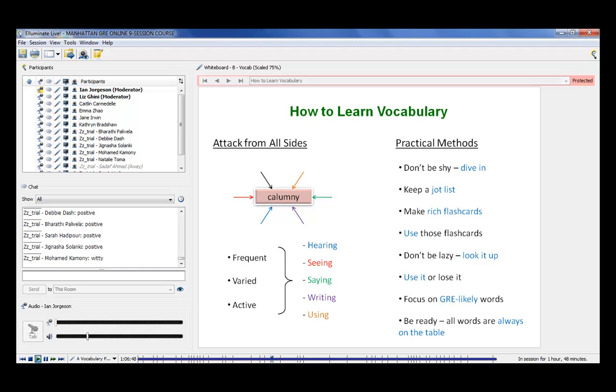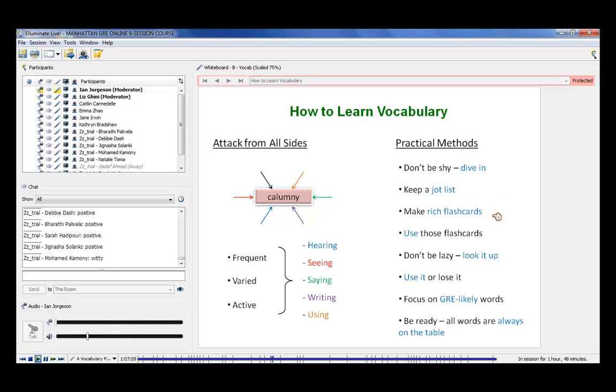A couple of practical methods. Don't be shy about these words. Don't just trust that you understand it in context. Actually jump right in and look it up, right? Look it up immediately, whether that's on your phone or, if you don't have a phone that you can look stuff up on, keep a little notepad with you and jot down words you run into.